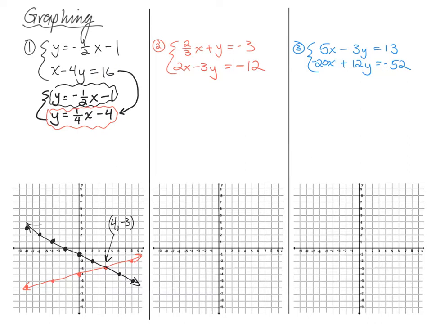One other thing that you can think of here is that just by looking at this system of equations, I could have told you that these lines were going to cross. And that's because the slopes here are different. So if you have different slopes, then you'll have one solution.